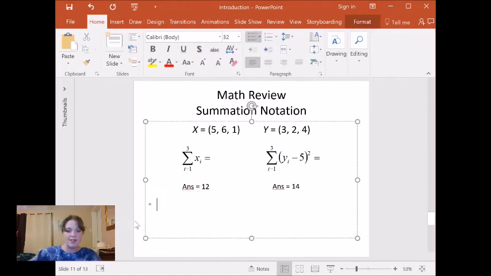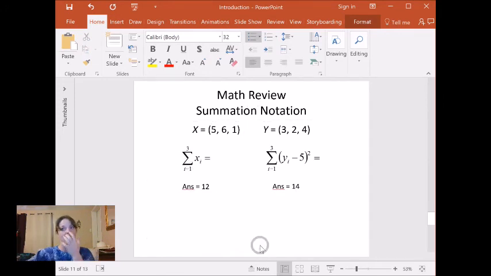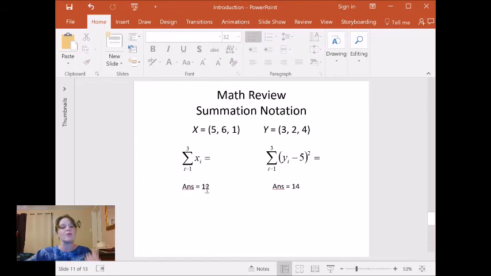The uppercase Greek letter sigma, this one right here, is also a mathematical operator. It doesn't represent a particular number. Rather, it tells you to do something. And it tells you to do something to anything to the right of it. Anything to the right of it.